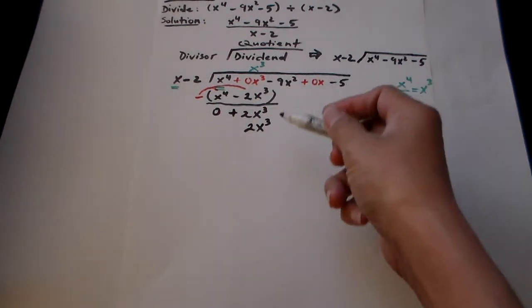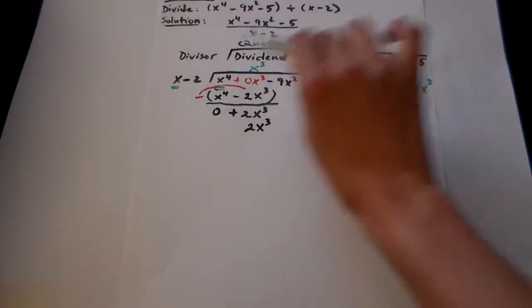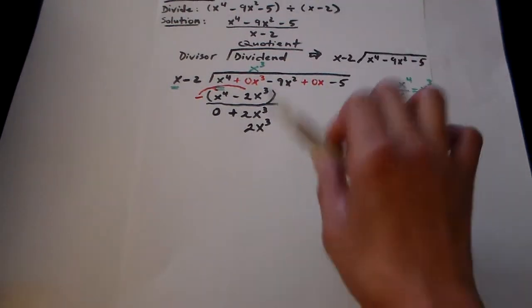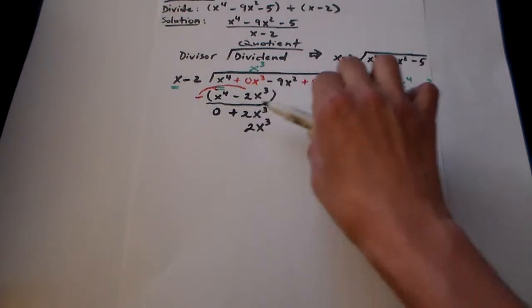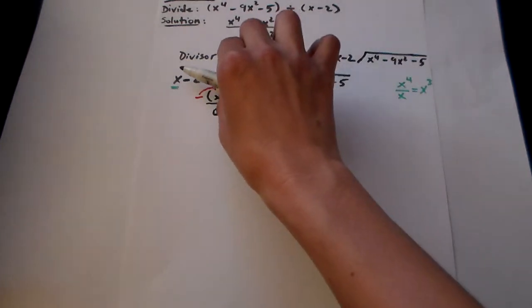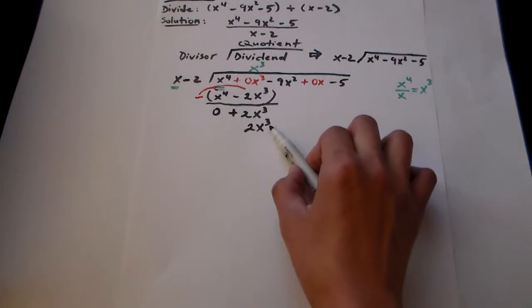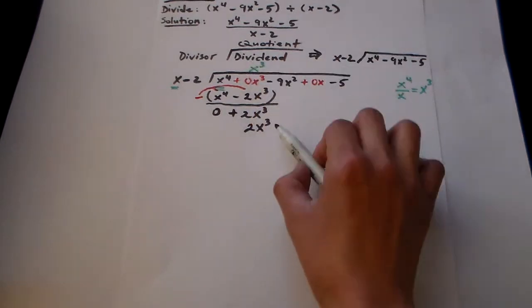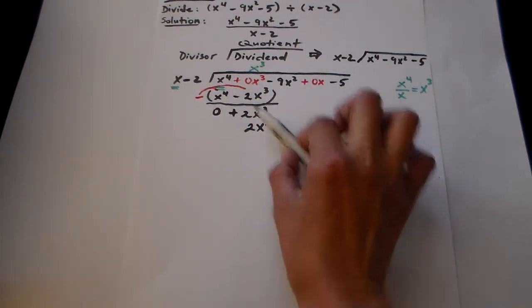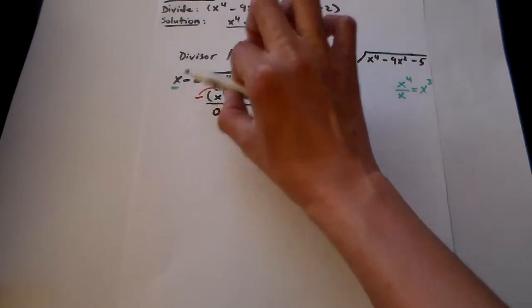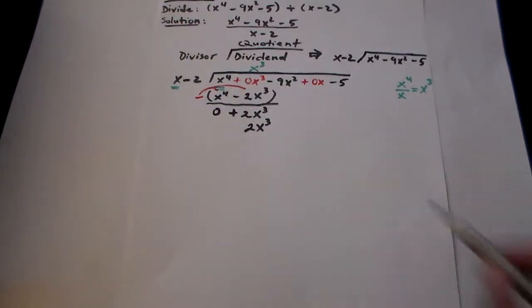Now, you may wonder, are we done with the long division? And remember, you're done when the power on the right is smaller than the power in the divisor. Now the power on the right we have now is 3, so decrease from 4 to 3. But 3 is still bigger than the power of 1 in the divisor, x minus 2. That means you have to continue.